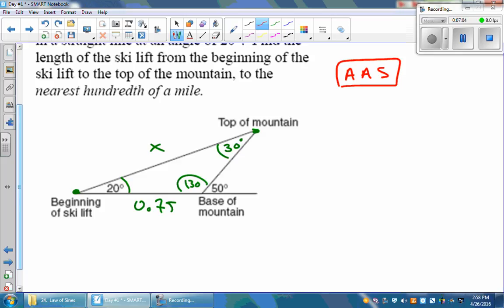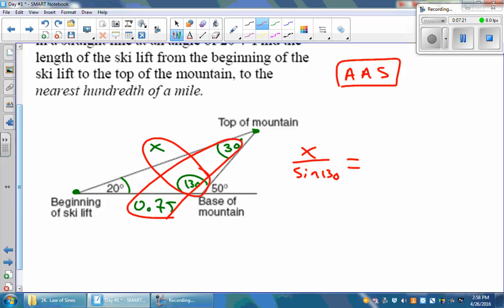What I would suggest we do is just carefully go through and look at the parts that we have. We know that we would like to find the value of x, so obviously I need to use these two pieces. So I would say that I have x over the sine of 130 is equal to, and since the 0.75 is the only other side that we know, I'm going to have to use that as well. So I would say that that's 0.75 over the sine of 30.